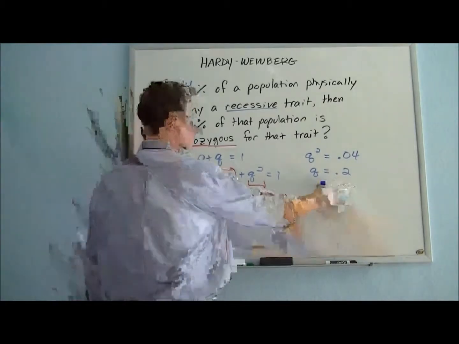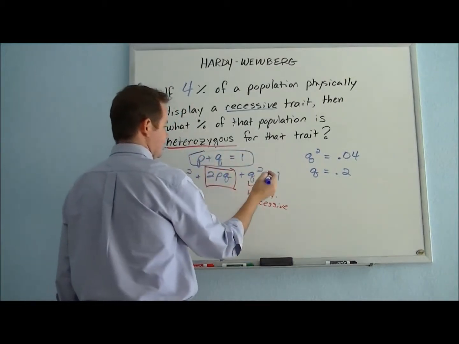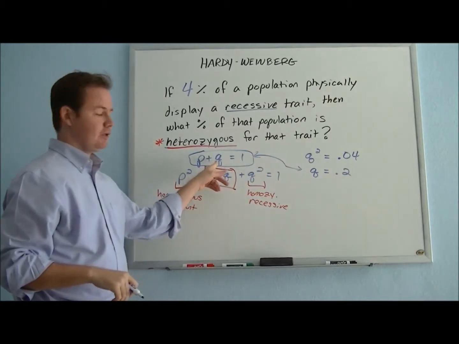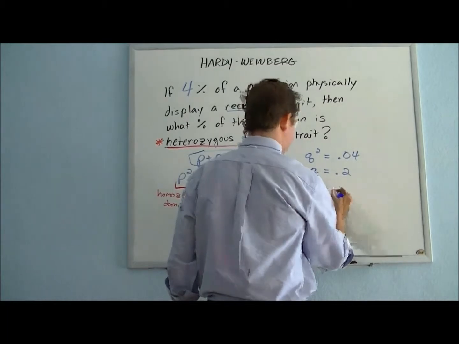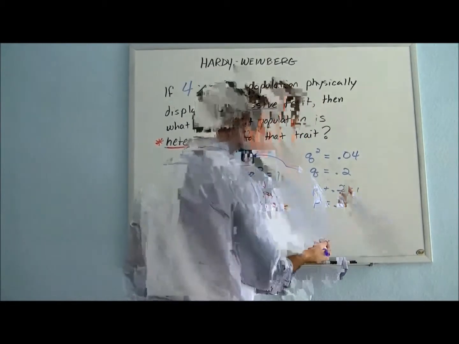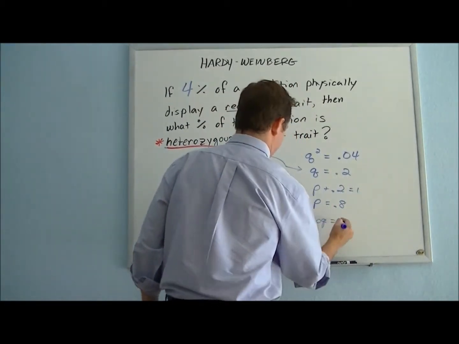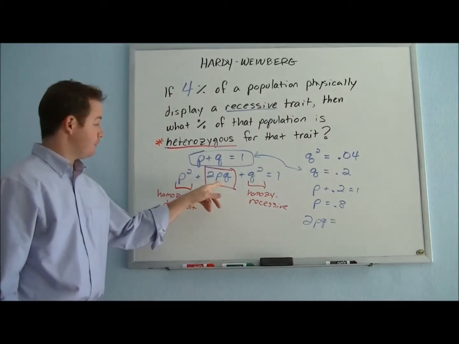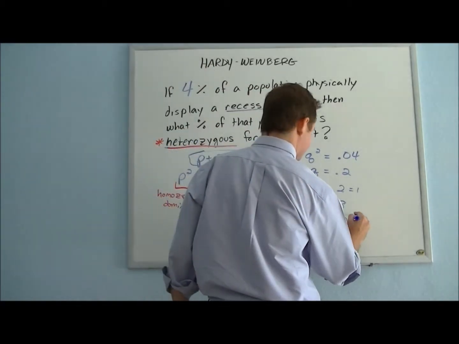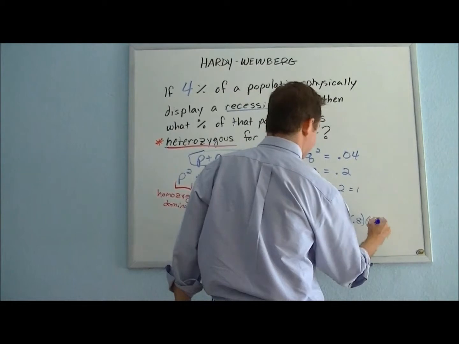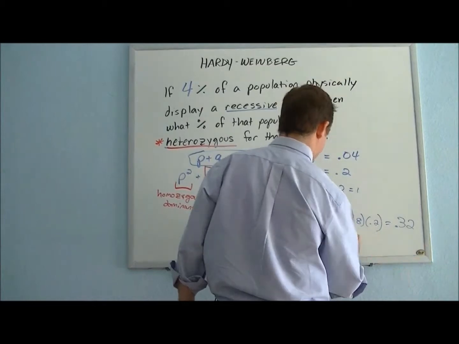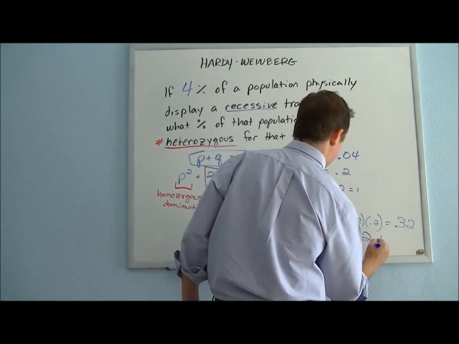And then we take this value of q, and this is where we use this first equation. We're going to apply q to this equation, and when we plug in 0.2 for q, we can solve for p. p plus 0.2 equals 1, p equals 0.8. And for the heterozygous portion of our population, which we're looking for, 2pq, we simply plug in the value of p and the value of q. This is 2 times 0.8 times 0.2, which gives us 0.32, and when we convert to a percentage, that is 32%.